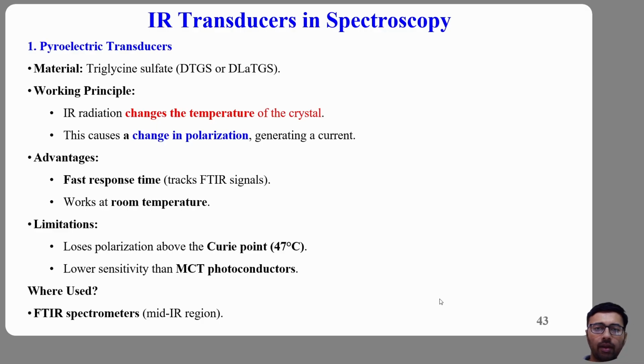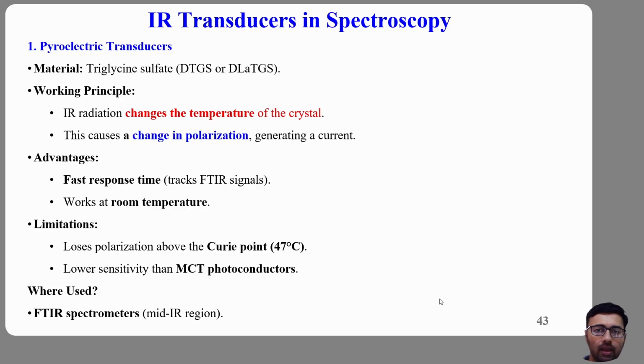The biggest advantage of pyroelectric detectors is the speed. They respond extremely rapidly to changing radiation signals. This makes them ideal for FTIR spectroscopy, where the interferogram changes continuously as the mirror moves. Another major advantage is that DTGS detectors operate effectively at room temperature. No cryogenic cooling is required. This makes them simple and practical for routine laboratory use.